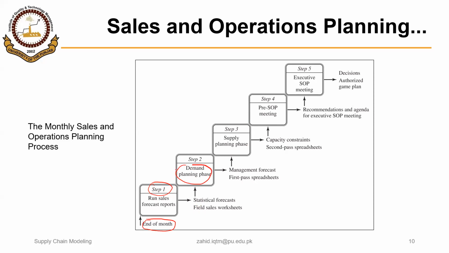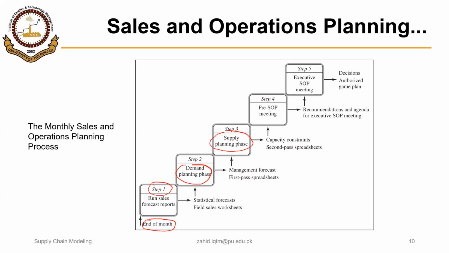And based on the past month's performance and the forecast for the next month and the inventory levels and customer orders, a demand plan is made by the sales department. And that plan is forwarded to the supply planning phase. That is generally done by the operations department or production department.